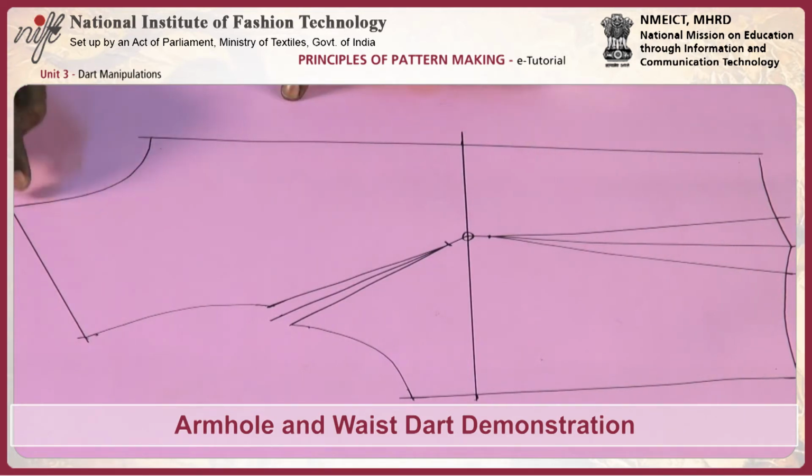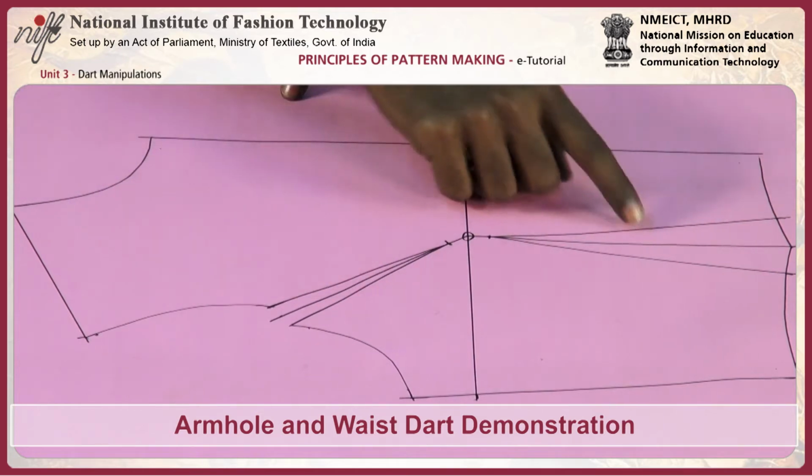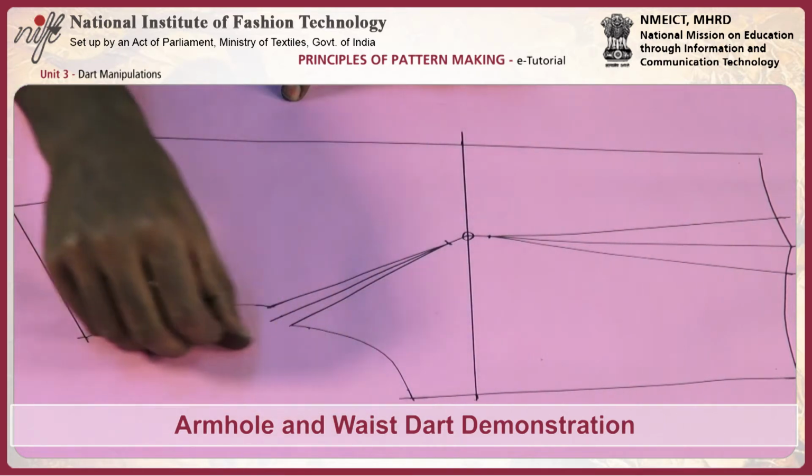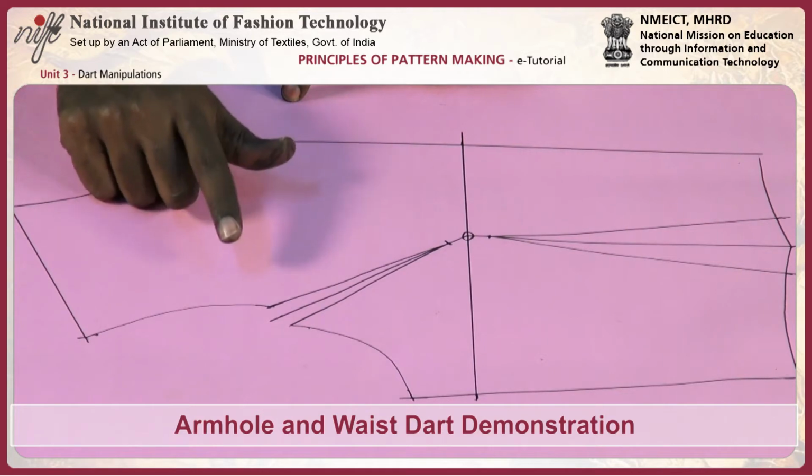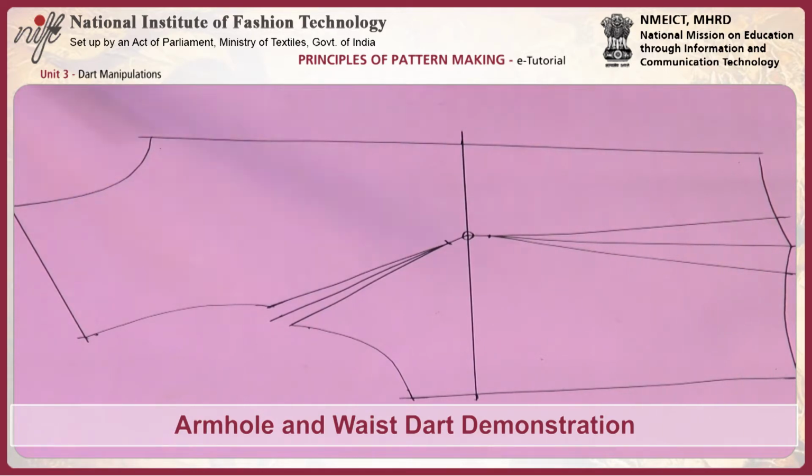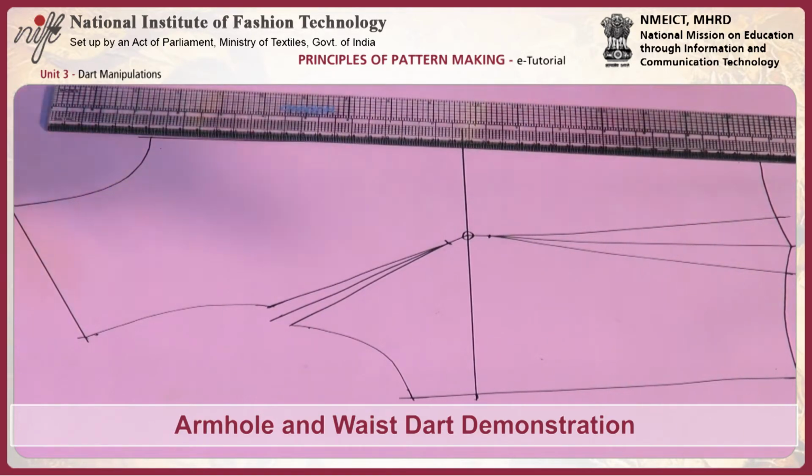Then cut all the lines except where the dart is. If you have a dart, allow 1 inch extra. We have to true and cut. So I am cutting the center line.